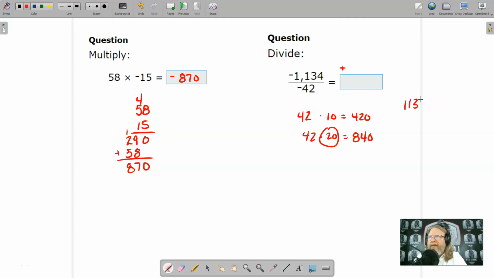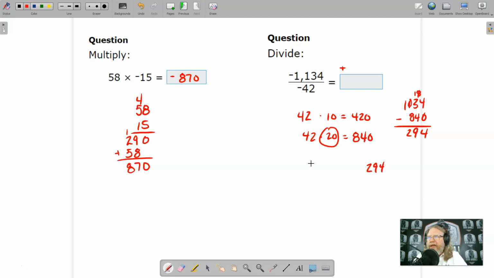Let's do 1134 minus 840. Do the subtraction. 4, I need to borrow one here, right? 14 minus 4 is 10, I mean 4 minus 0... 13 minus 4 is 9, right? And then I borrowed one, so this is 10 minus 8, that's 2. So whenever I subtract that 840 from the 1134, I end up with 294.